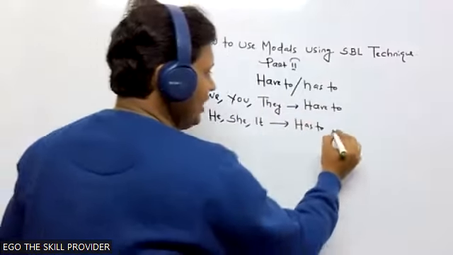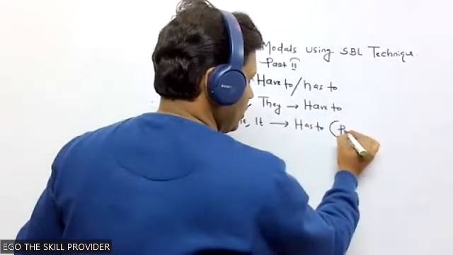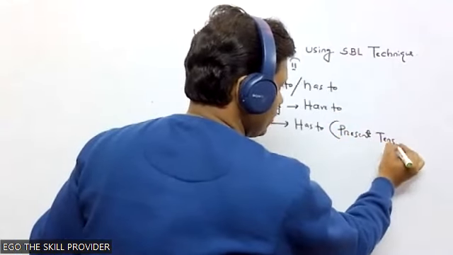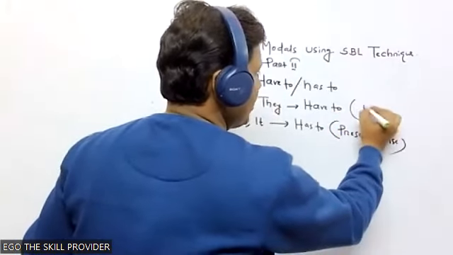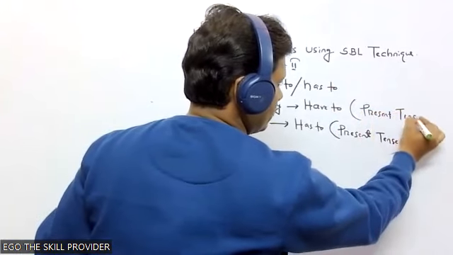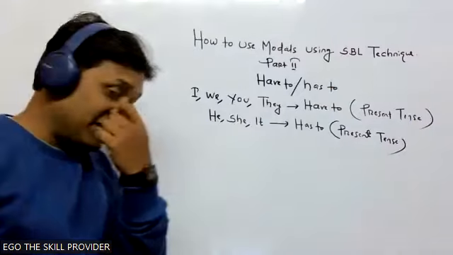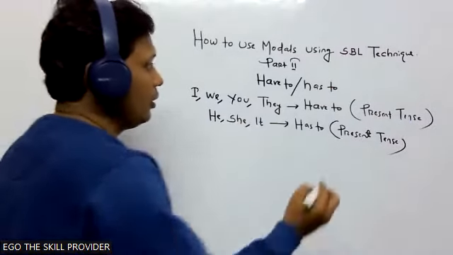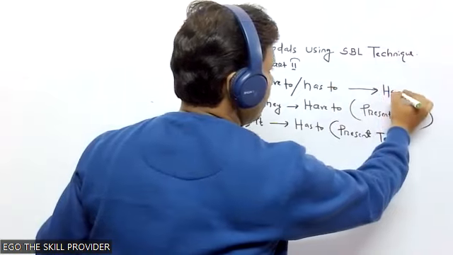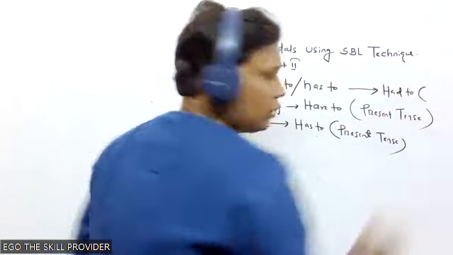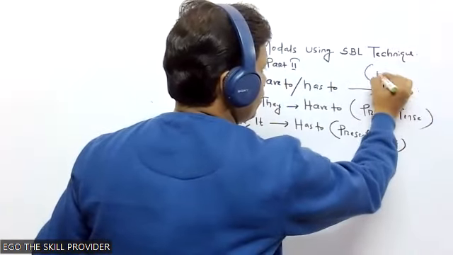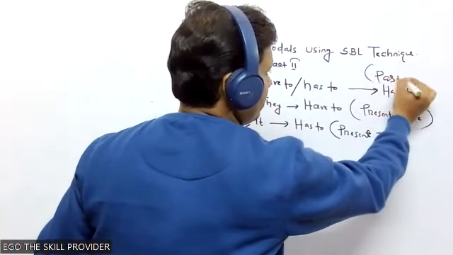And this is in the present tense. The past tense will be had to. For both the things, the past tense will be had to. This is something called the past tense. Let me write it for you.